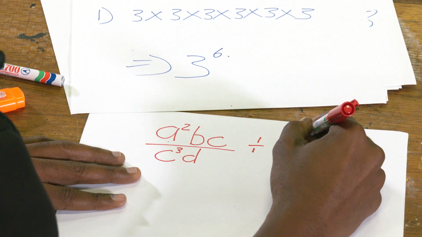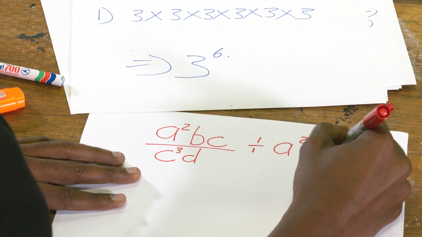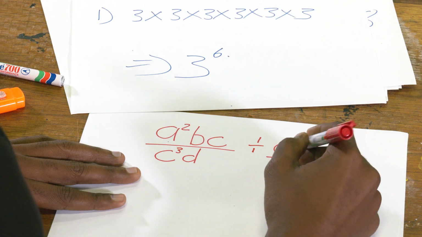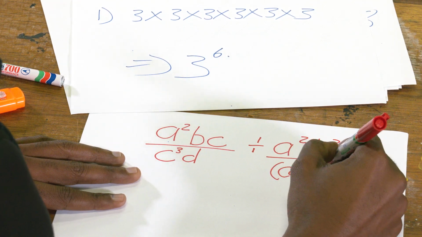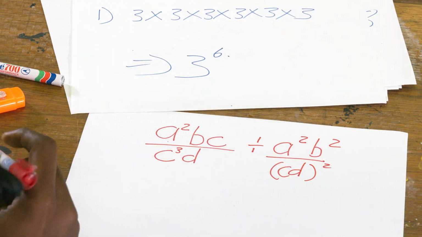Divided by a squared, b squared, over, I think I need bigger paper. It's not going to fit. C D squared.